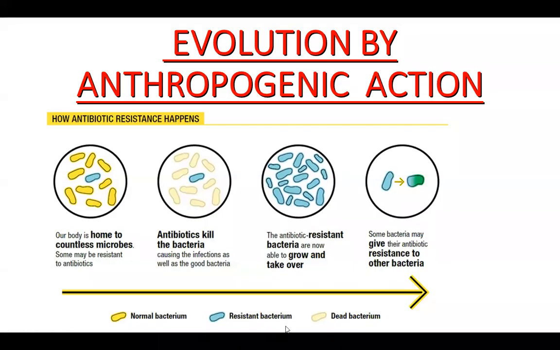Okay. And there is evolution by human action. Human action is called anthropogenic. When humans are involved in natural selection, this is called anthropogenic. Remember, anthropogenic means related to humans, done by humans.